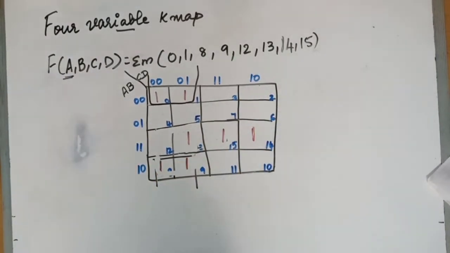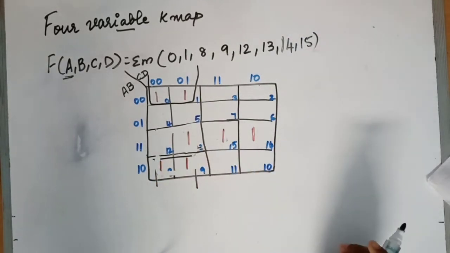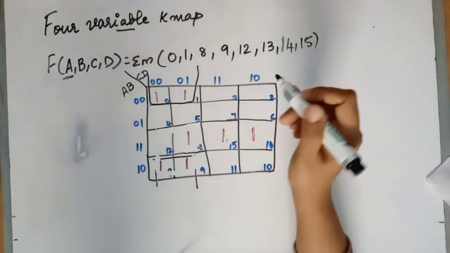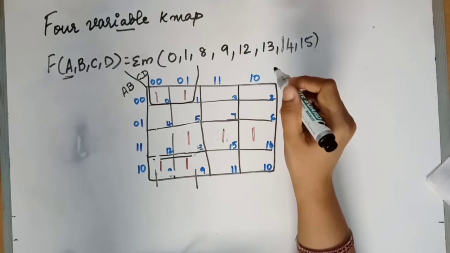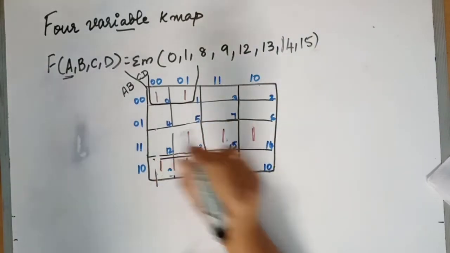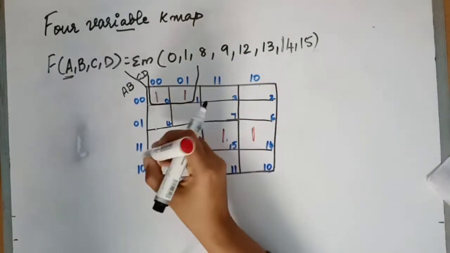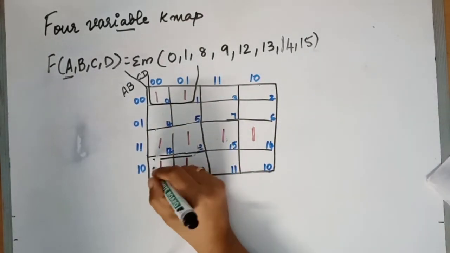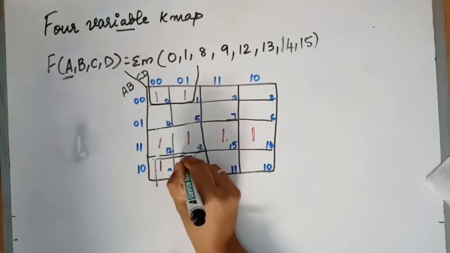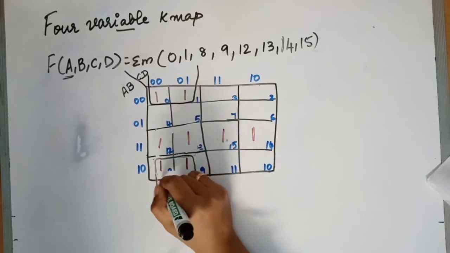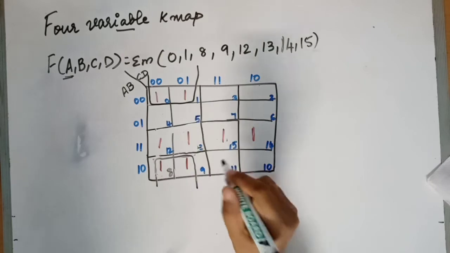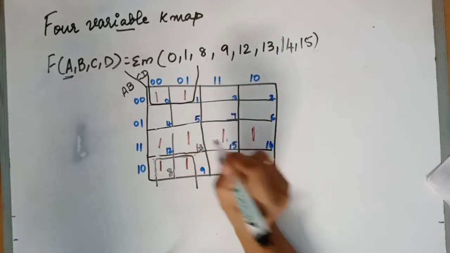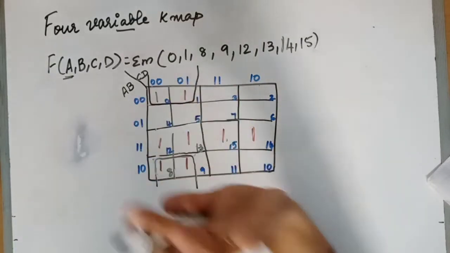Okay, in the earlier case 11 was not there. Okay, 11. Okay, 12. Right, 12 is there. So 12 also 1. Okay, so here there is no change for this. These 4 ones are already grouped.